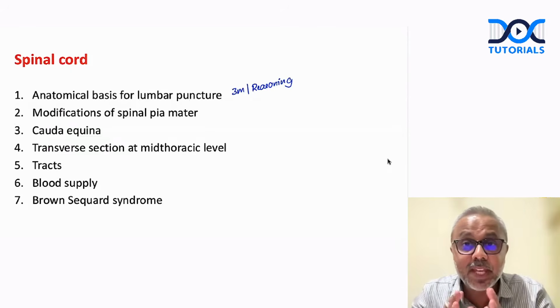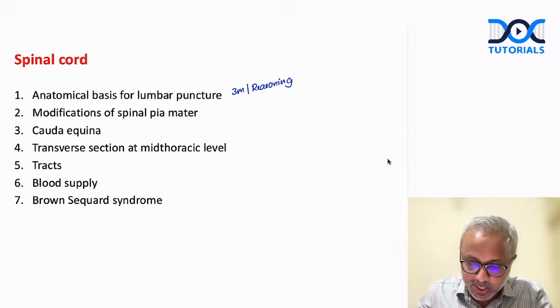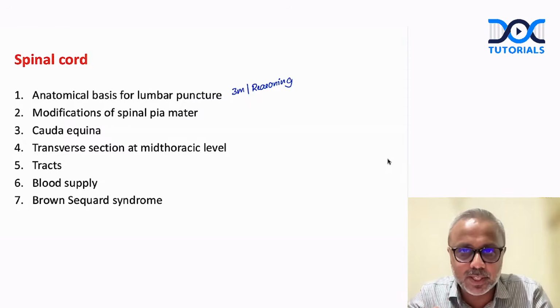Why do we do it? The anatomical basis behind this is what is frequently asked in exam. This is because the conus medullaris or the lower end of the spinal cord lies at the level of the L1 vertebra, right? So this is one of the most frequently asked 3-marker questions, right?